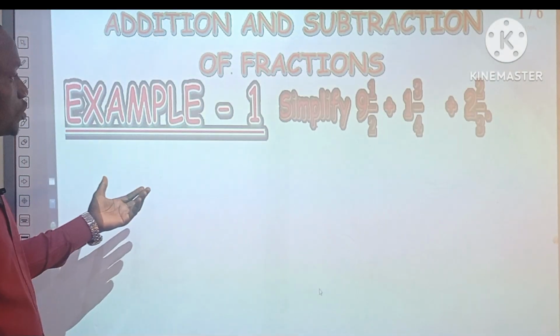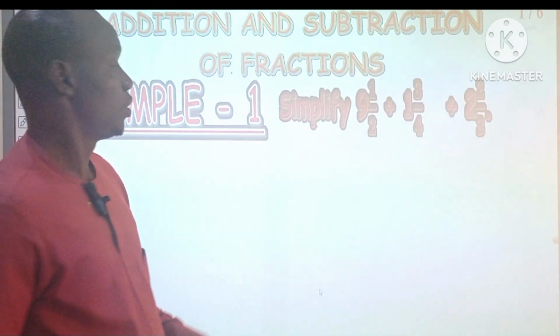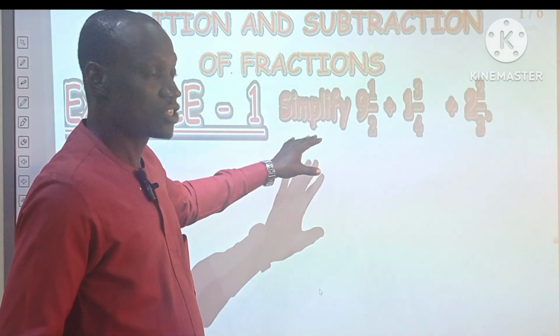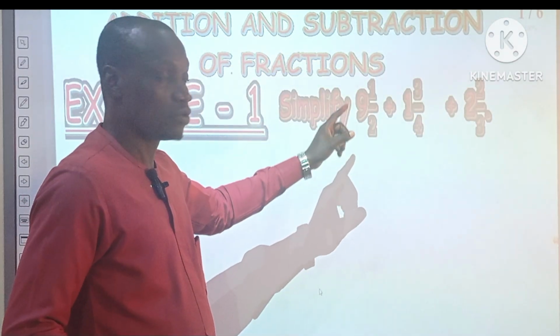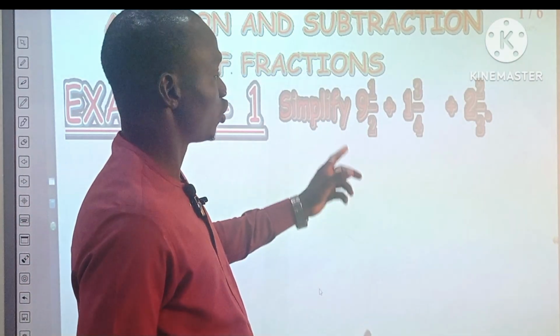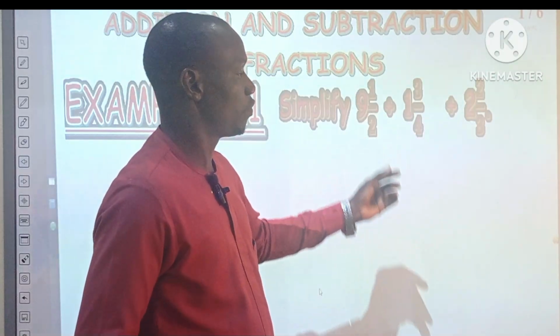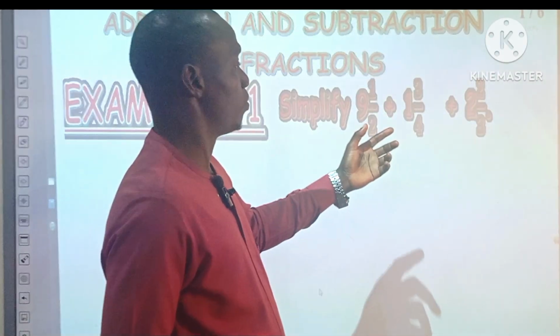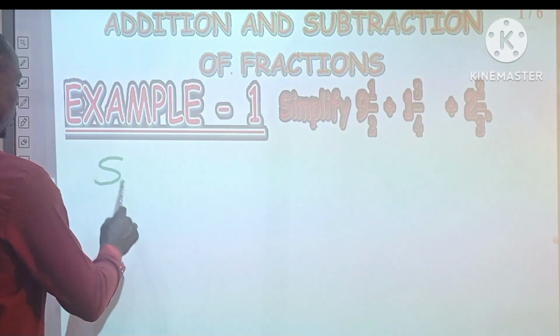Now, our first question today is actually very simple. We're asked to simplify 9 whole number 1 over 2 plus 1 whole number 3 over 4 plus 2 whole number 2 over 3. Solution.